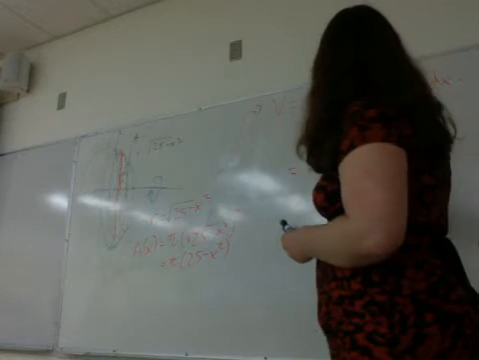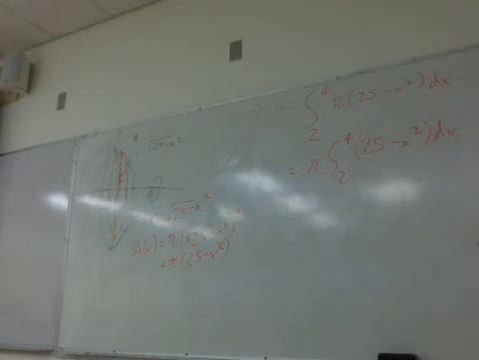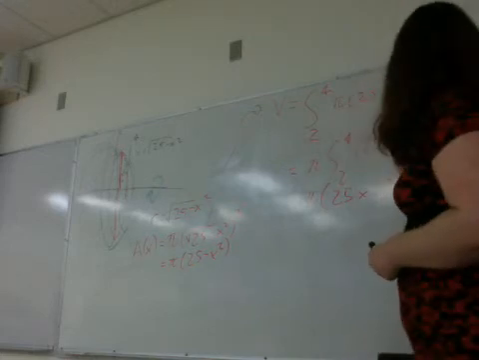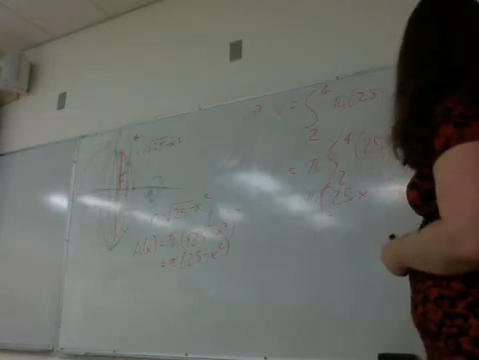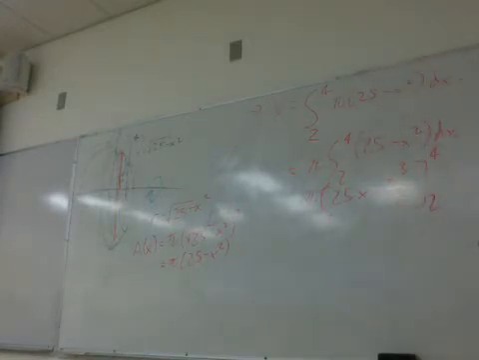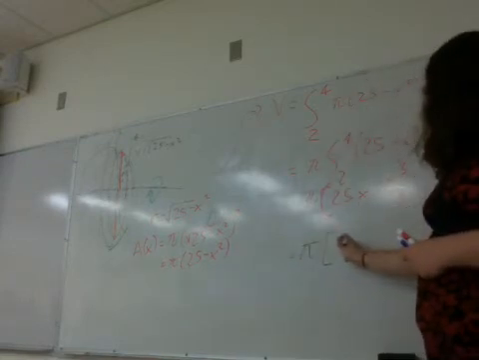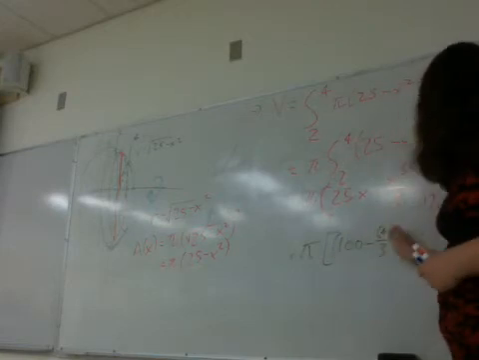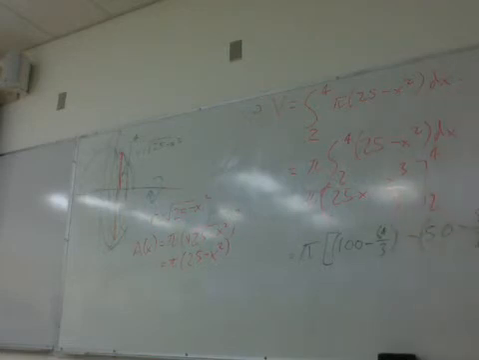So I'm going to pull a pi out front. Take the antiderivative of 25. That's 25x. The antiderivative of x squared is x cubed over 3. This whole thing goes from 2 to 4. Plug in 4: 25 times 4 is 100, and 4 cubed over 3 is 64 over 3. Plug in 2: we will have 50, and 2 cubed is 8. I'm just going to leave it like that.